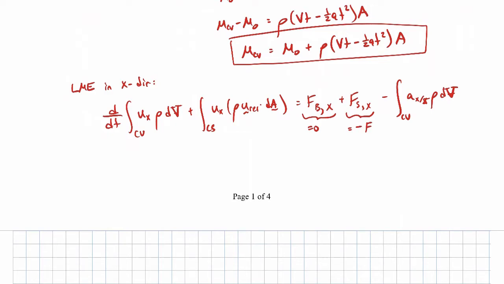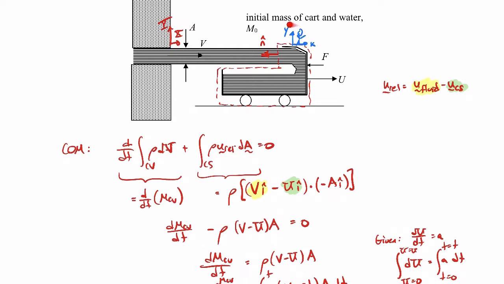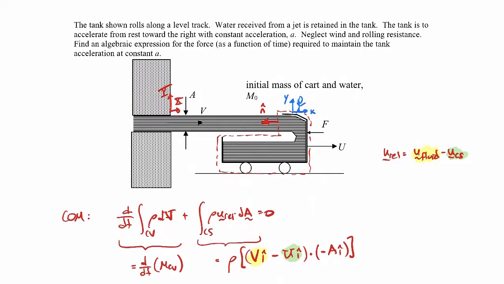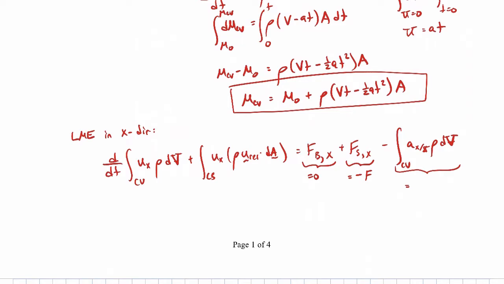Okay. Now this last term, involving the acceleration, that's just the acceleration times the mass inside the control volume. So the acceleration of the control volume will just be the acceleration of the coordinate system. It's just how this coordinate system accelerates relative to that coordinate system. But this coordinate system's fixed to the cart, and the cart is accelerating at a constant acceleration a. Okay, so that will be a times the integral over the control volume of rho dV.